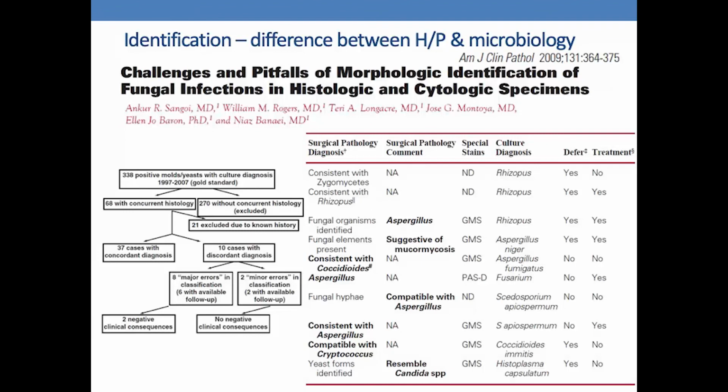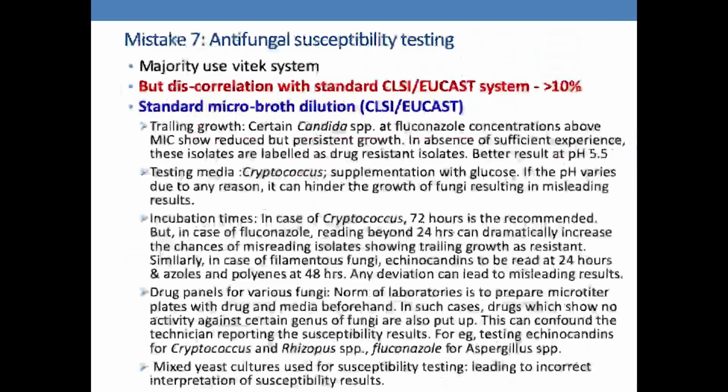Then coming to histopathology versus microbiology. Several times histopathologists go by septate hyphae meaning Aspergillus, and looking aseptate go by Mucor. But if you see the difference, here it had been said Aspergillus but came out to be Mucor. This had been suggested as Mucor but came out to be Aspergillus. So many differences may come when you really do the culture.